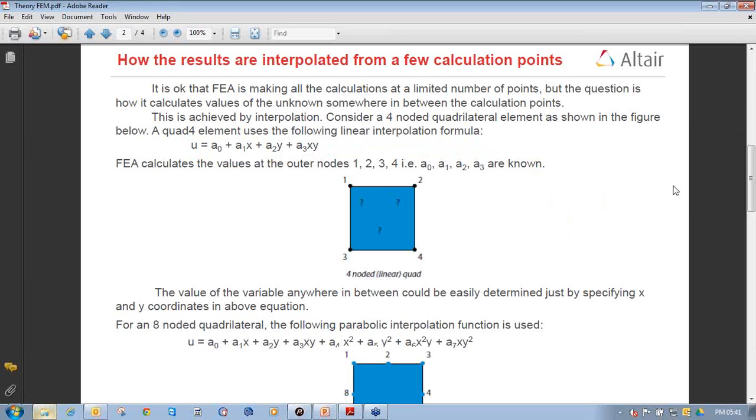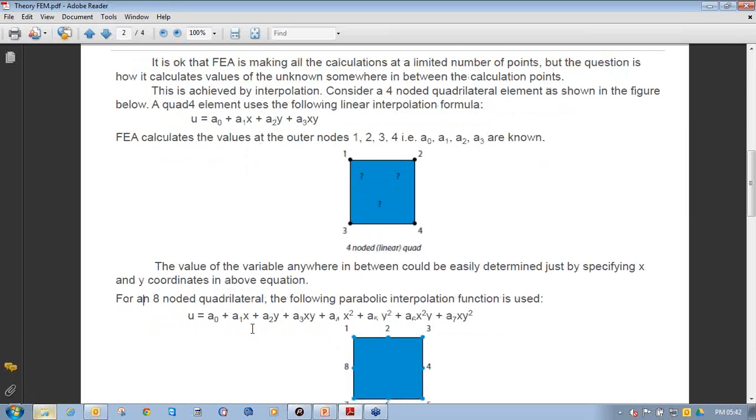FEA calculates the value at the outer nodes, that is 1, 2, 3, 4, so A0, A1, A2 and A3 are known. The value of the variable anywhere in between can easily be determined by specifying the x and y coordinates in the above equation. By just specifying x and y in the equation, we can easily find the value of, for example, displacement or stress for the entire domain.